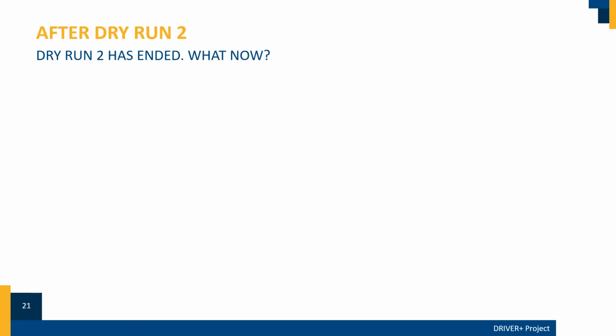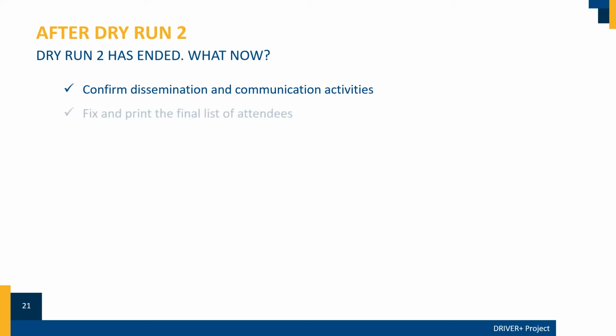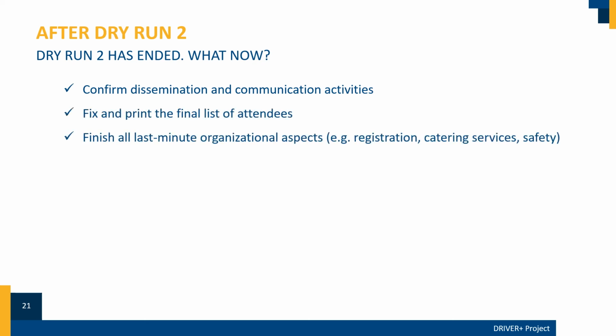Okay, your Dry Run 2 is a success. There are a few very simple tasks left that need to be done. They are as follows. Confirm the dissemination and communication activities. After all, you want other people to know about your trial, and most importantly, which results flow later from the evaluation phase. Fix and print the lists of attendees, and finish any still open organizational aspects.